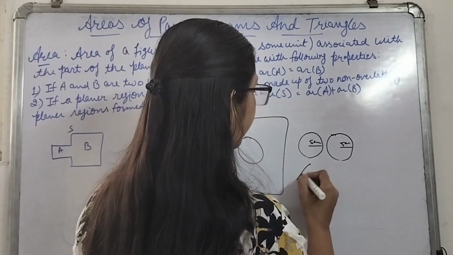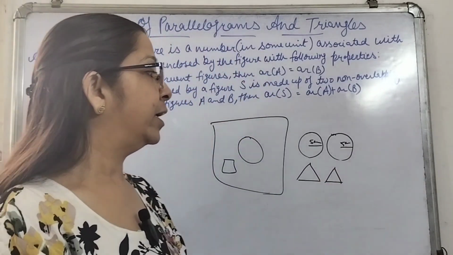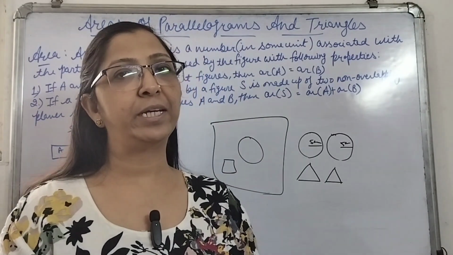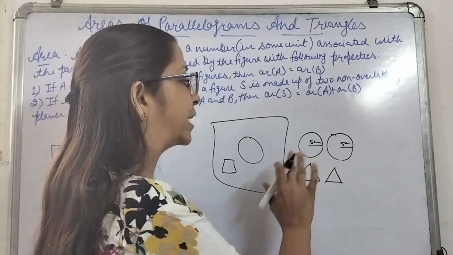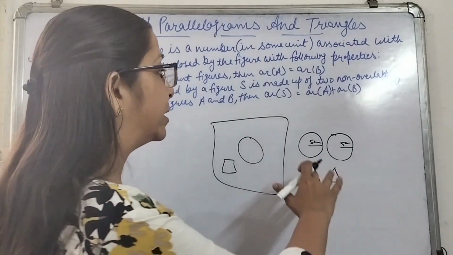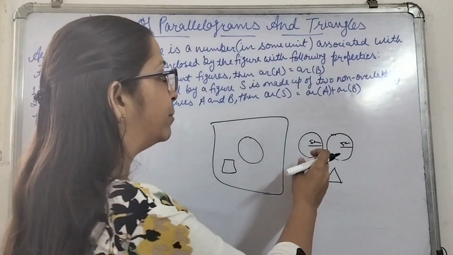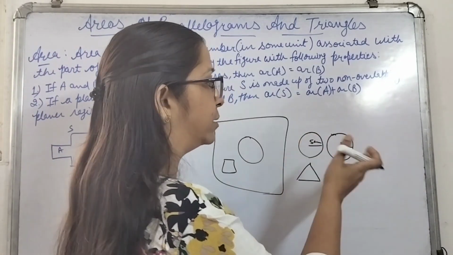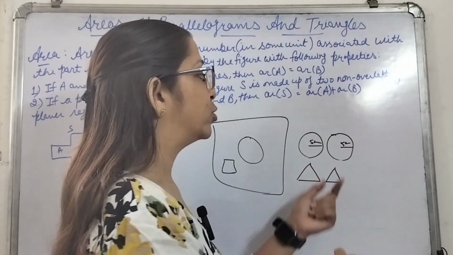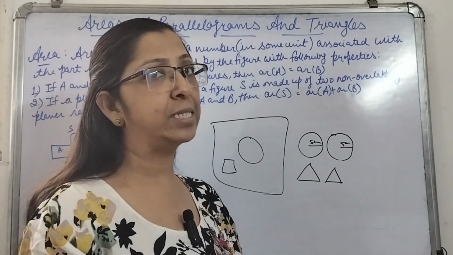Similarly, if we take two triangles which are congruent, what does it mean? If we keep one over the other, they will be exactly overlapping each other. And because they exactly overlap each other, they are known as congruent figures. And these congruent figures will have the same areas also. Why? Because if we keep one over the other, they exactly overlap, that means the part of the plane enclosed by both of them will be the same. That means the area of congruent figures is always the same.